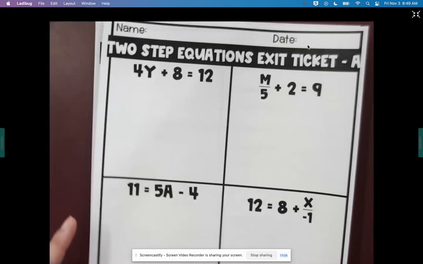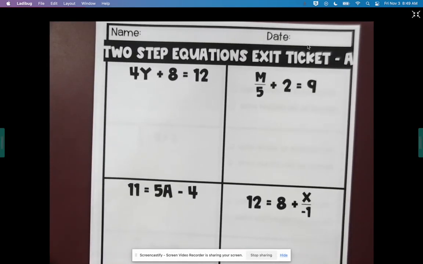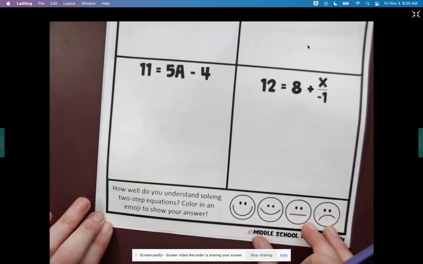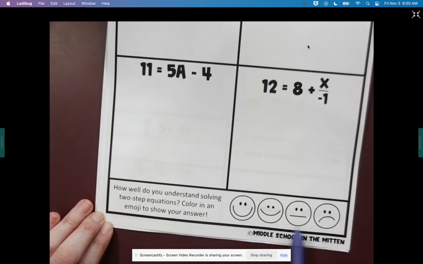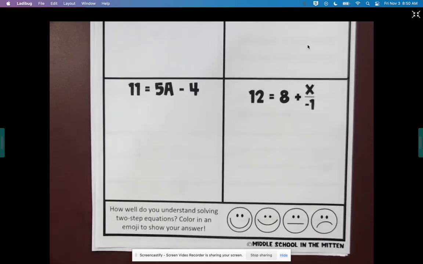Then there is a short exit ticket on the back that I need you to turn in by the end of class. It's got 4 examples for you to do. And at the very bottom, tell me how well you feel like you understand solving two-step equations in our little smiley faces down here. Okay. If you need help, please ask me. I'm going to be mainly doing field trip stuff, but I'm more than happy to assist if needed. Okay. Good luck.